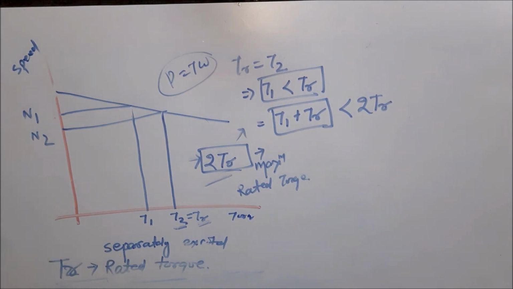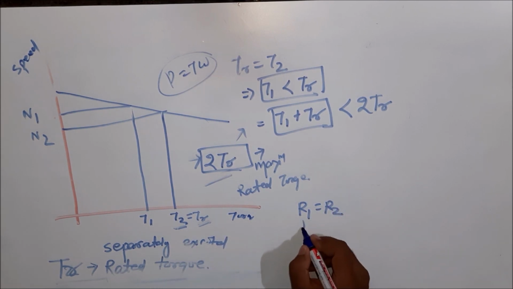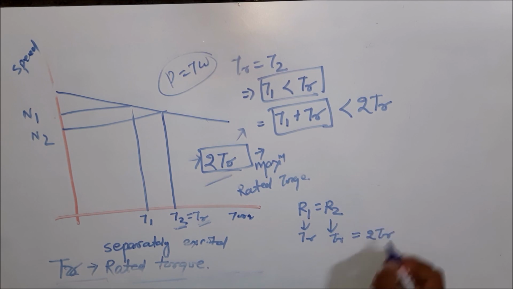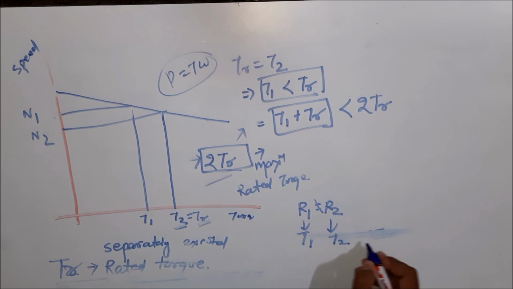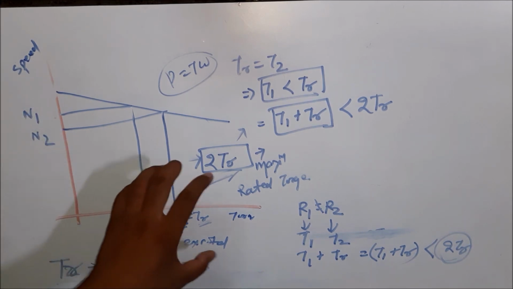Clear? Let me explain again. When radius 1 is equal to radius 2, that means both axles have the same radius, this axle takes TR torque, this axle takes another TR torque, so total torque is 2 TR. But when radius 1 is not equal to radius 2, one axle takes T1 torque, the second axle takes T2 torque, and I consider T2 equal to the rated torque TR. So in total it takes T1 plus TR, which is less than 2 TR. It is very clear that if the radii of the wheels are different, the drive cannot take the maximum torque or maximum load which can be taken by motors having the same radius.